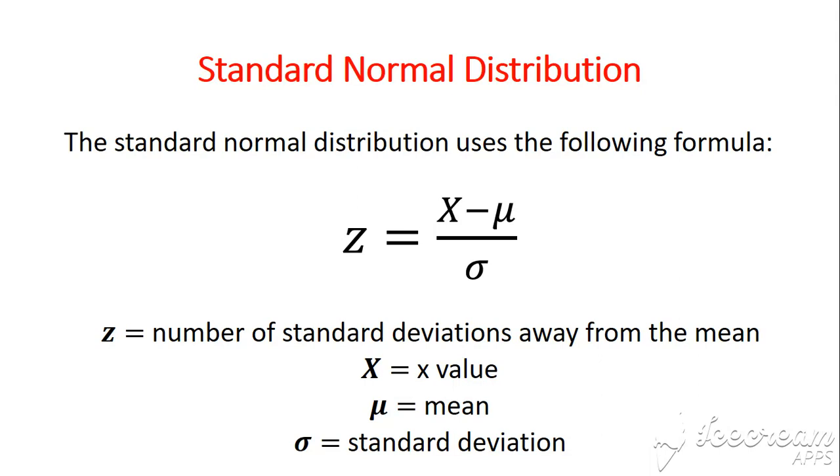So here's the formula. Z is equal to x minus mu, all divided by sigma. You've seen mu before, that is the mean. And you've seen sigma before, that is the standard deviation. So the only thing you probably aren't familiar with is, what is Z? Z is the number of standard deviations that you are away from the mean. And I'll try and explain it with our example.